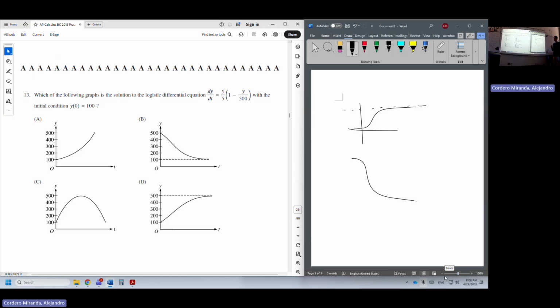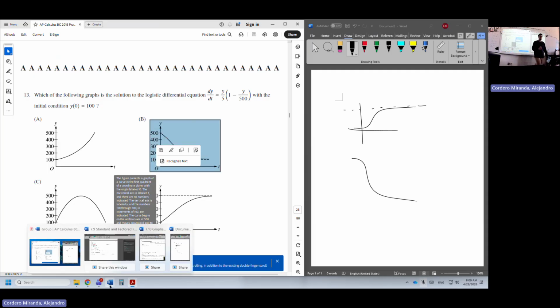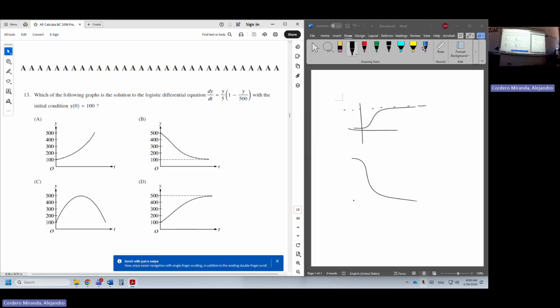But in this case, the initial condition was that it starts at 100, and then the carrying capacity is this 500. Remember, you could tell in a couple ways. You could either tell by whatever the y is being divided by, or you could re-multiply that 500 back into it, and then it would be this number that tells you the carrying capacity. But either way, you didn't have to look super hard at this one. It should have been D as in dog. Okay.